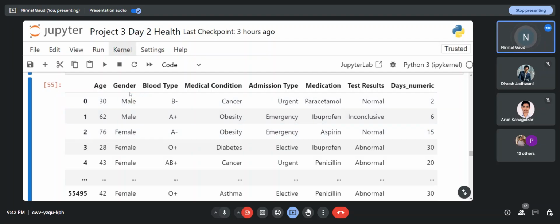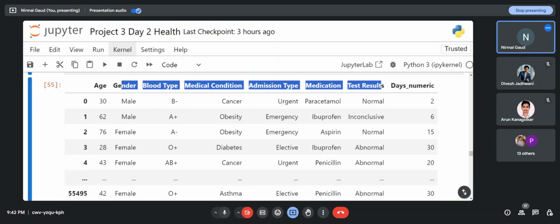So I am just having age as a numerical, and days numeric as a numerical. That is showing how many days the patient was present in the hospital. These two columns I am having, nothing else as a numerical at the moment. Rest all are just categorical in nature. Okay, fine.